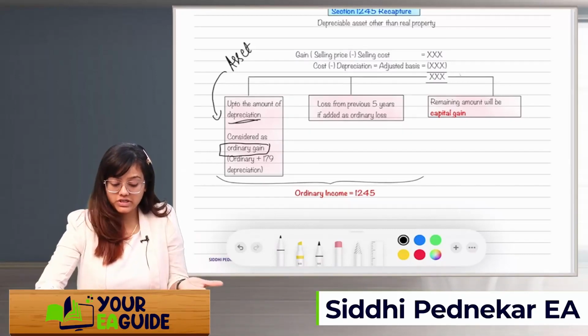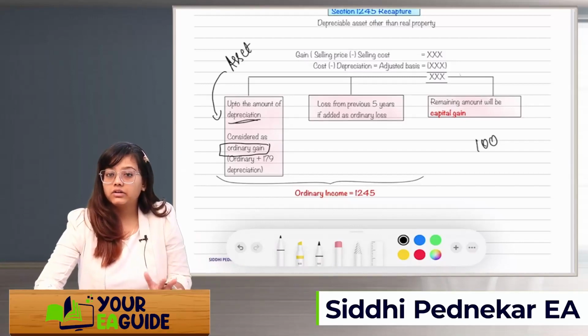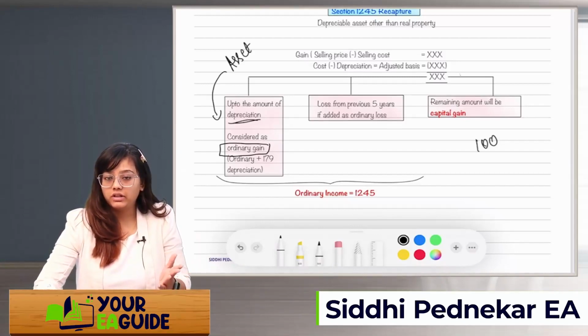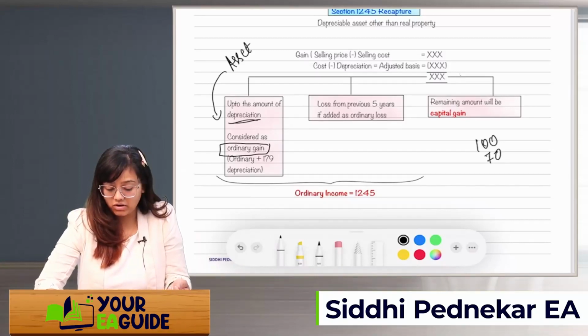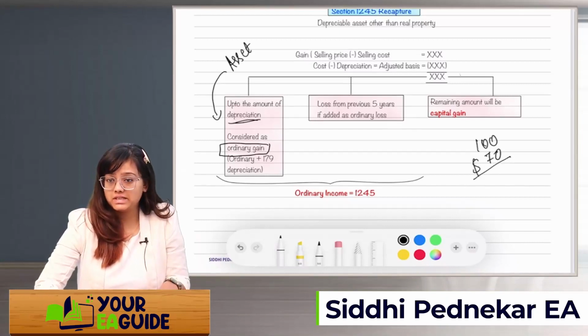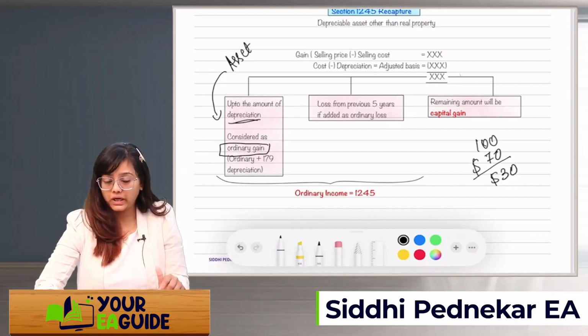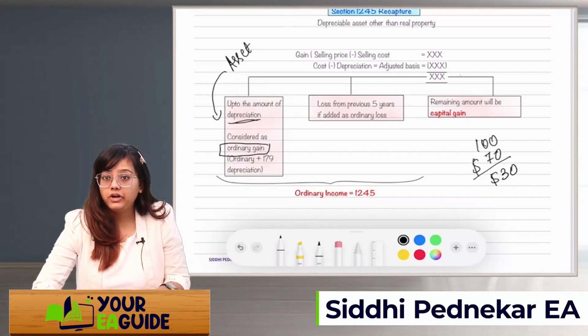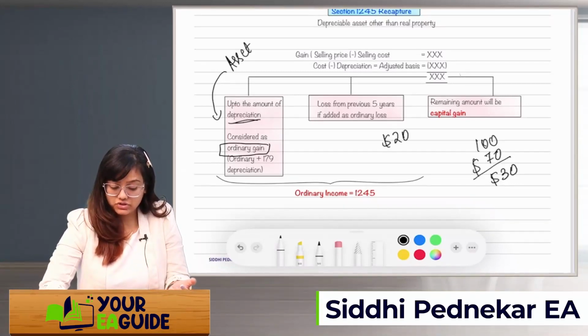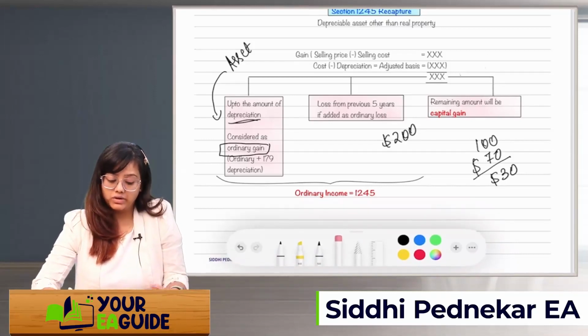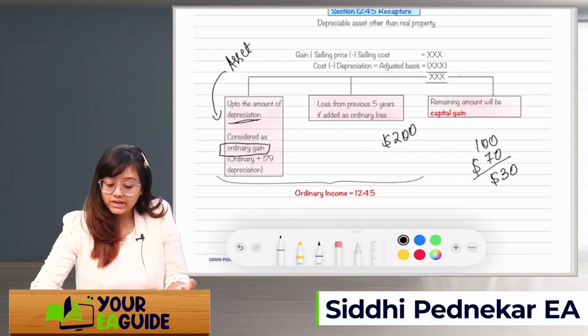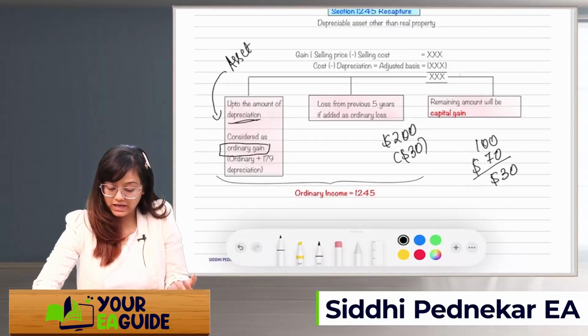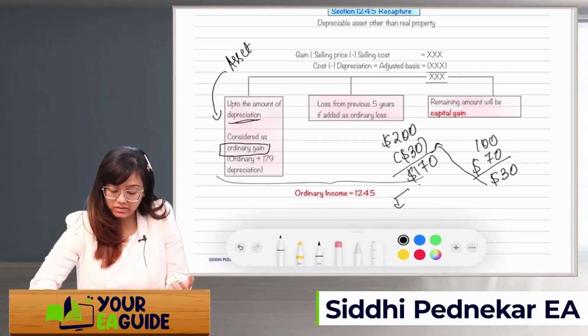For example, if you have purchased an asset for $100, let's say, and over its life till the date when you are selling the asset, you have claimed a depreciation of say $70. So now your adjusted basis is $30. Now you're selling this asset at $200. Out of this 200, I'll reduce any expenses incurred to sell the asset. For example, there are no expenses incurred. You will reduce the adjusted basis, that is 30, which we calculated right now. Now it is $170. So this 170 will be allocated amongst 3 parts.